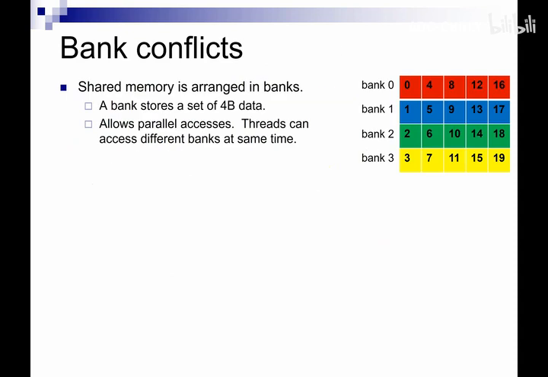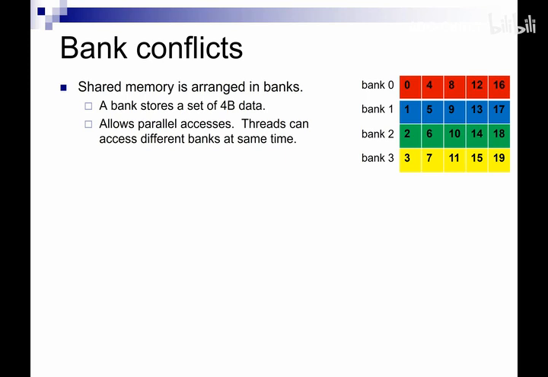Okay, so now let me try to finish up here. The final thing we're going to talk about is bank conflicts. This is something that occurs in shared memory. Coalesced accesses are for global memory, and bank conflicts are for shared memory. The shared memory, which is 48 kilobytes, is arranged into blocks, sorry, they're called banks.